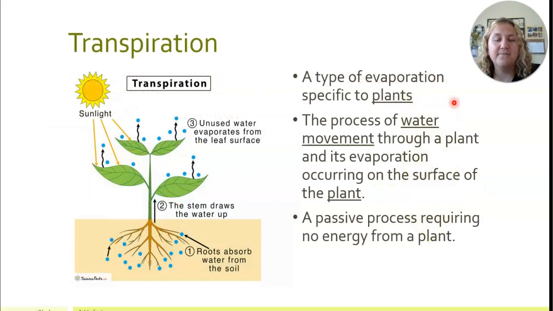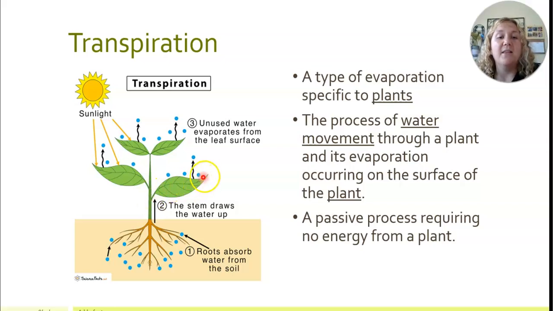So another specific form of evaporation is transpiration, and we do need to talk about that. It is a type of evaporation specific to plants, and it's the process of water moving throughout the plant and its evaporation occurring on the surface of the plant. So I really like this picture because it shows how water can be absorbed from the soil, and it's in its liquid form then, and it gets drawn up the stem. We all know that plants need water to survive.